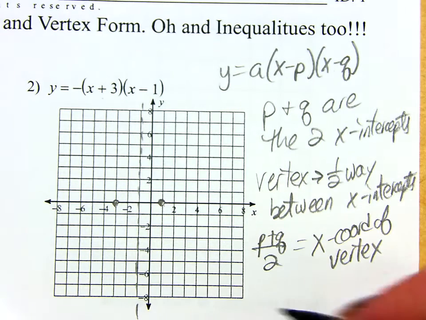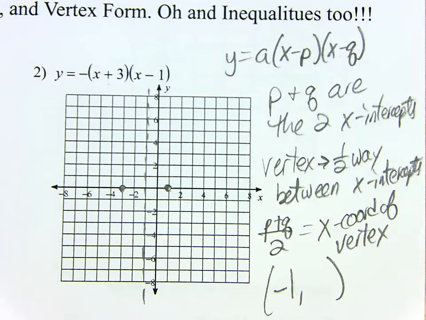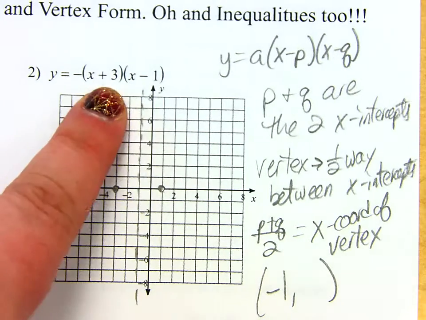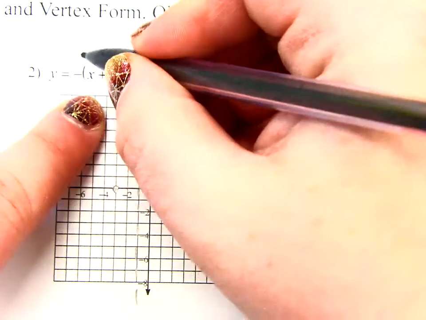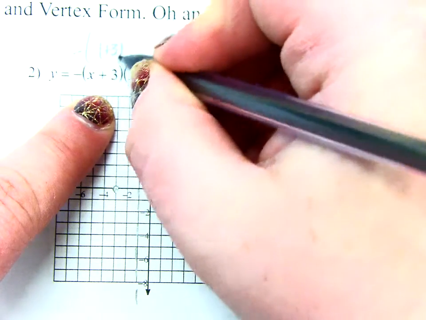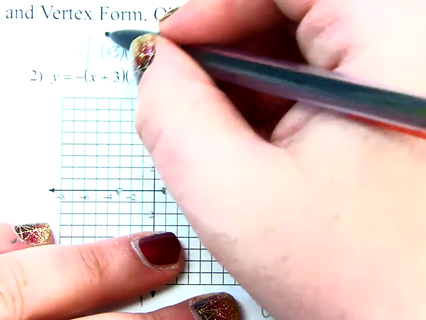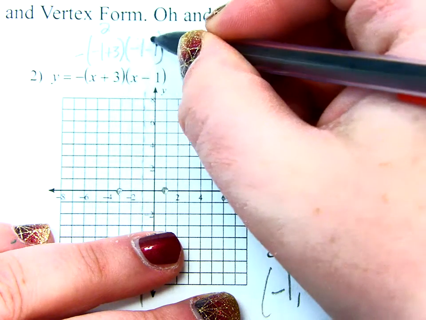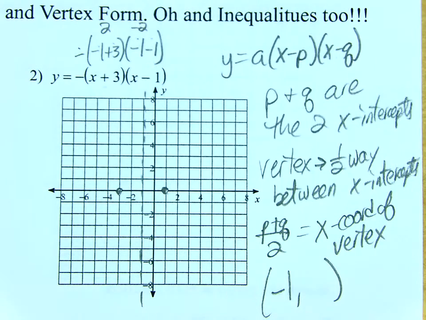So I have it as -1 comma something, and then just like before, once I have the x, I can find the y by doing what? Plug it in. So I'm going to take -1. I just plug it into both of them because they're both x's. So I'm going to have negative, and then -1 plus 3, and -1 minus 1. So let's see. -1 plus 3 is 2. -1 minus 1 is -2. That's -4. Take the opposite of that. +4.